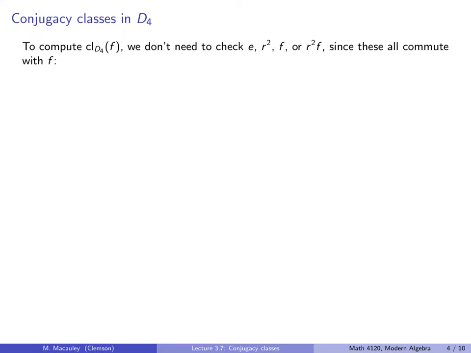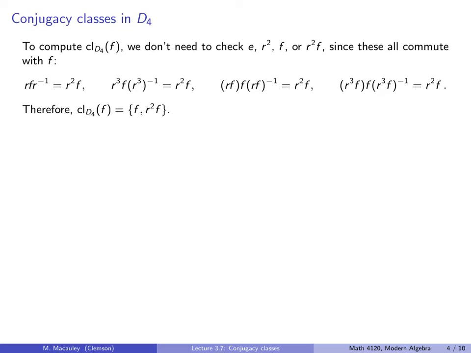So to compute the conjugacy class of F, we don't need to check the four elements that commute with F, namely E, R squared, F, and R squared F. For the other four elements, if we conjugate F by them, namely R, R cubed F, RF, and R cubed F, I'll let you check the details if you want to, but for all four of those, we get R squared F. Therefore, the conjugacy class of F in D4 consists of these two elements. And of course, because it's an equivalence relation, that's also the conjugacy class of R squared F in D4.